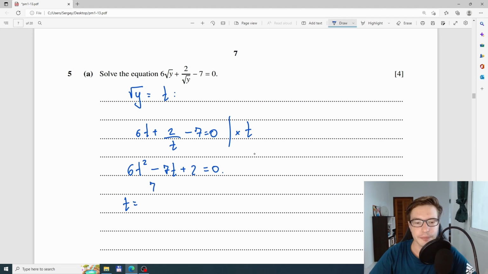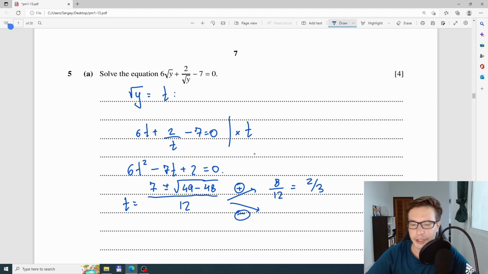t equals 7 plus or minus the square root of 49 minus 4ac, which is 48, over 2a, so it's 12. If I take the plus sign in the formula, I will get 8 over 12. That simplifies to 2 over 3. And if I take the minus sign, I will get 6 over 12, or 1 over 2.